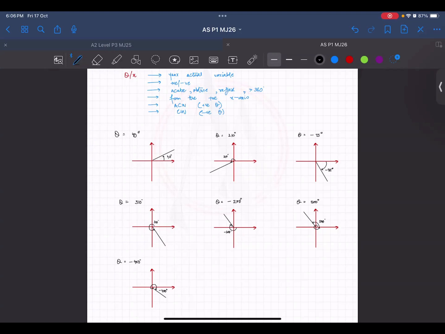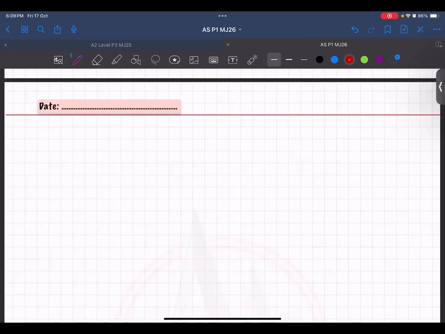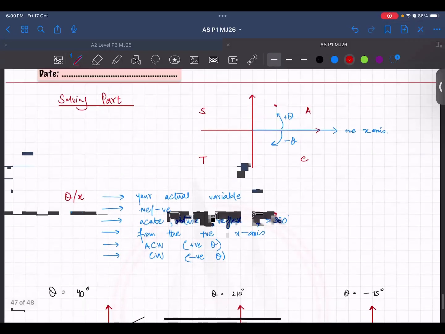And it will always be starting from the positive x-axis. And if you move anti-clockwise, you get a positive theta. And if you move clockwise, you get negative theta. So this is your theta x.